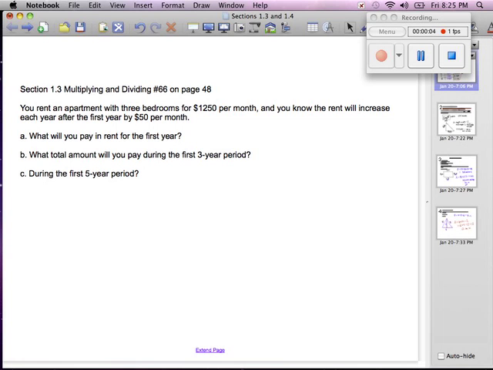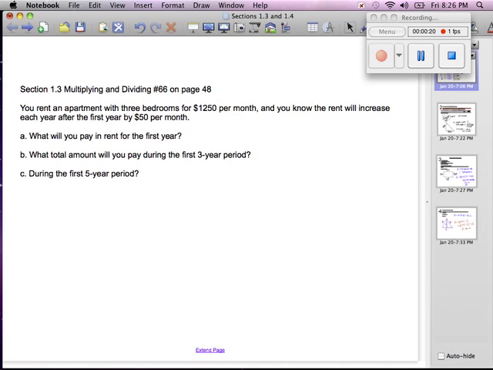Hello, welcome back. I have a couple of problems from section 1.3, multiplying and dividing, and a couple of problems from section 1.4, applications. We're going to focus on the tricky problems, of course. This is number 66 from page 48.